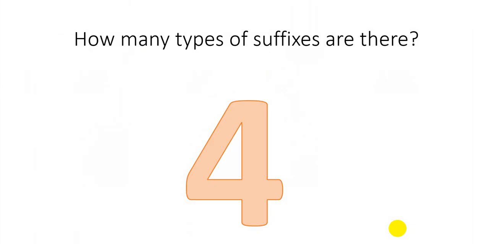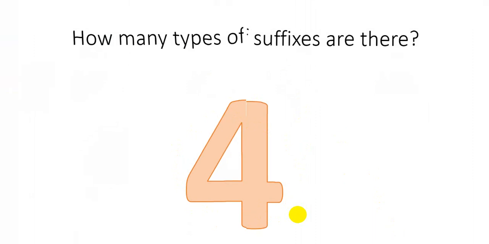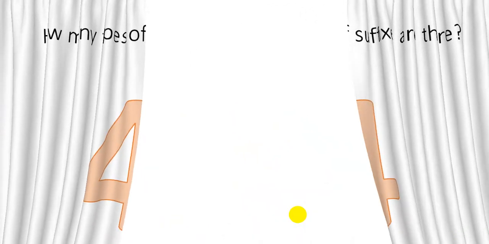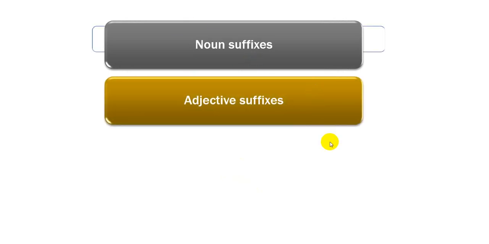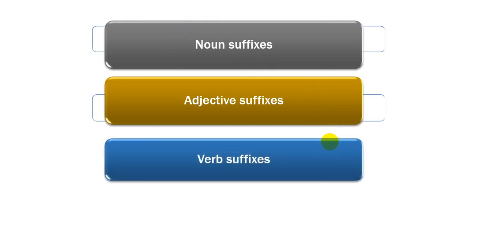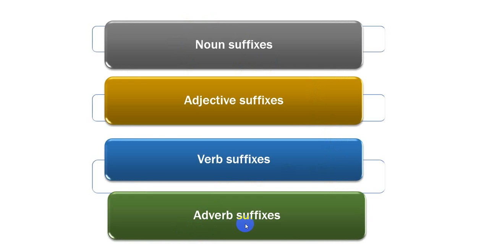So, now, how many types of suffixes are there? Yes, there are 4 types. Do you know them? Can you guess? Think about it, please. The first one is noun suffixes, and our lesson today will be all about it. The second one is adjective suffixes. The third one is verb suffixes, and the fourth one is adverb suffixes. Let's figure out together.